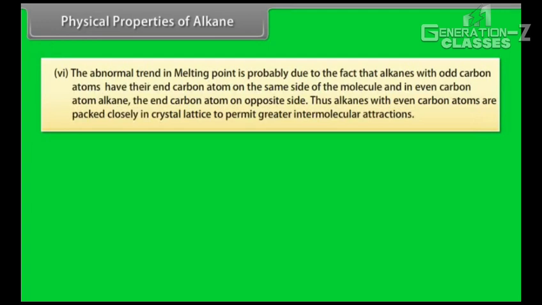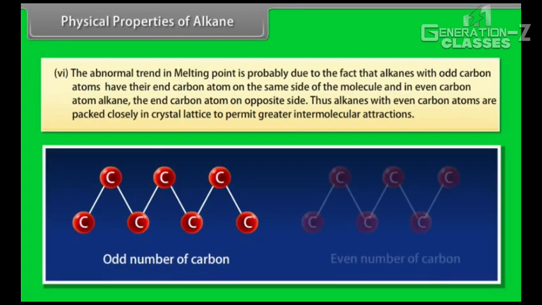Number 6. The abnormal trend in melting point is probably due to the fact that alkanes with odd carbon atoms have their end carbon atoms on the same side of the molecule, and in even carbon alkanes, the end carbon atoms are on opposite sides. Thus, alkanes with even carbon atoms are packed closely in the crystal lattice, permitting greater intermolecular attractions.